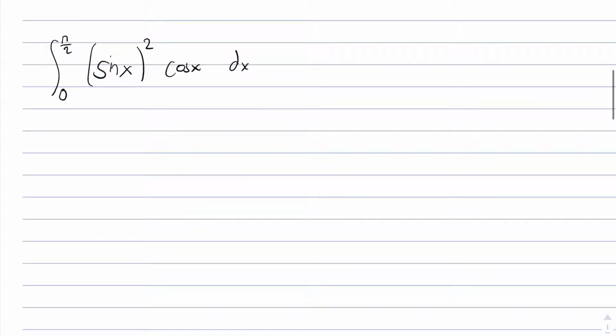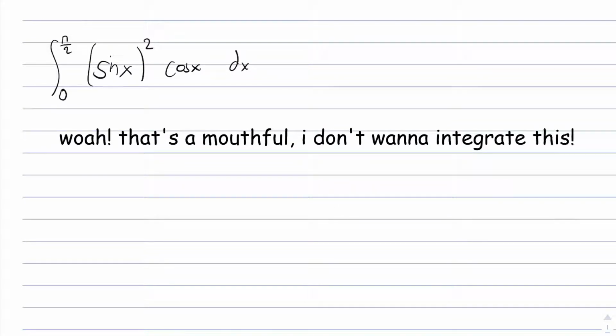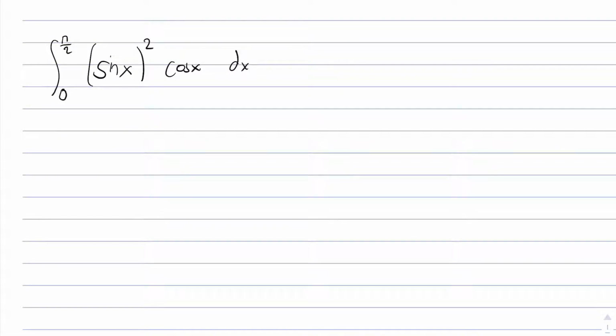Anyway, let's move on to a more complicated one. This is sine x squared cosine x dx from 0 to pi over 2. You're probably thinking, whoa, that's a mouthful. I don't want to integrate this. But it's actually a lot easier than it appears because you can just use u substitution. And if you remember what that is, one of these is equal to u if another part of the function is the derivative of this function over here.